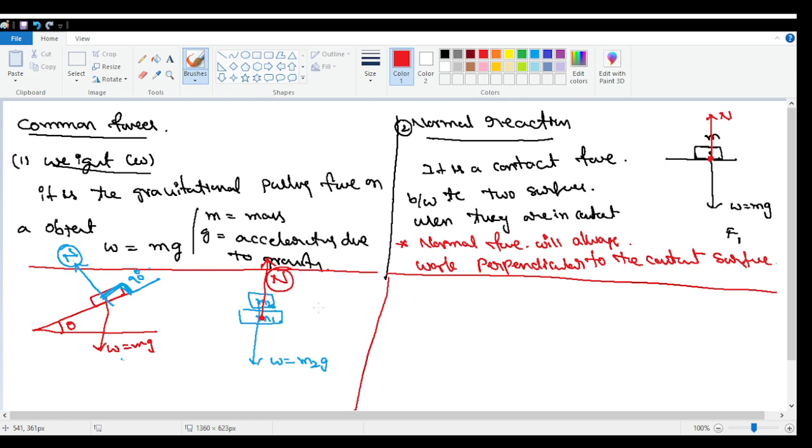Now let me take one more example. This is object m1 here, and another object m2. The normal force will act on one object in this direction, and on the other object in this direction. So this is the normal force n1 and normal force n2. The first normal force is acting by the m2 object, and the second normal force n2 is acting by the first object. Like this, every time the normal force acts perpendicular to the contacting surface. That is very important. Here is the contacting surface, and they act in the perpendicular direction.